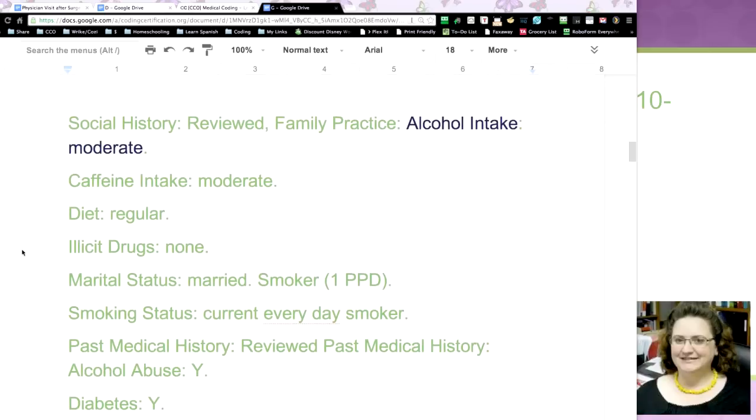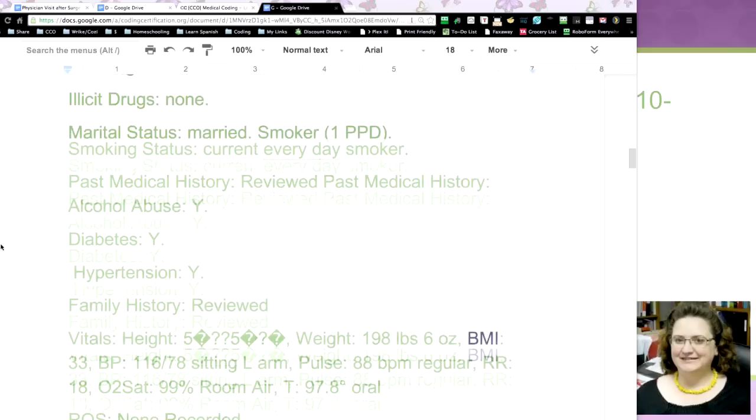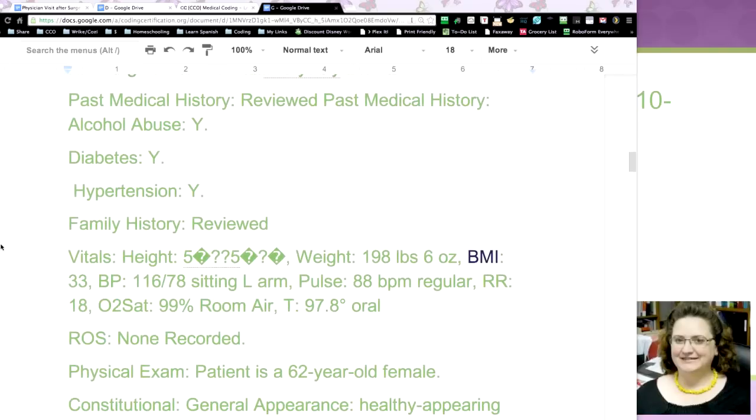And normally this is kind of clumped together, but I divided it up onto individual lines because it's easier for you to see. Okay, now look, past medical history. You can pull codes out of this. So the alcohol abuse, yes, she's diabetic. She has hypertension. There was no family medical history.